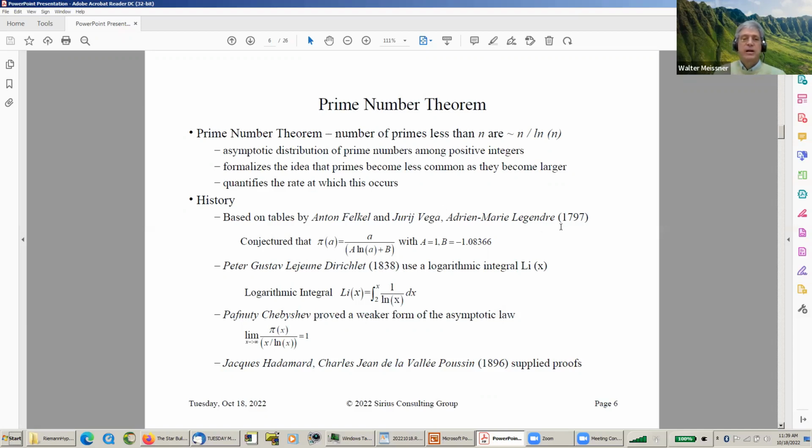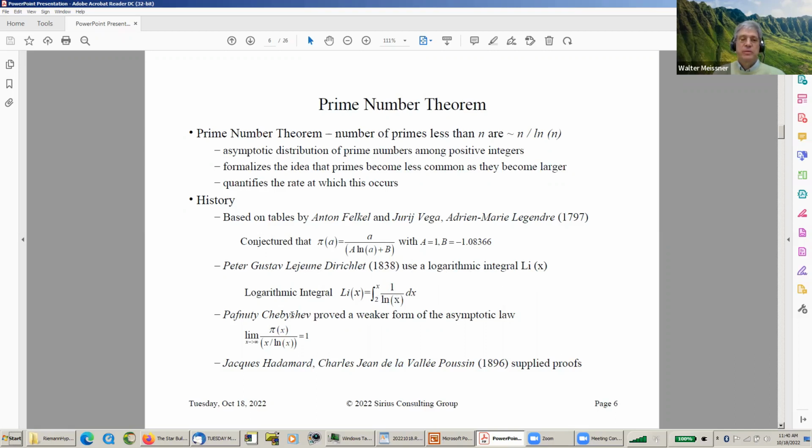Fenkel, Vega, and Legendre looked at it, and they came up with pi of A equals A over capital A log A plus B, and they figured out they could best curve fit it with A equals 1 and B equals minus 1 and change. Gustave Lejeune Dirichlet used the logarithmic integral formula, which he called Li of x. And here's what Li of x looks like. So it's just the integral from 2 to x, 1 over natural log of x dx.